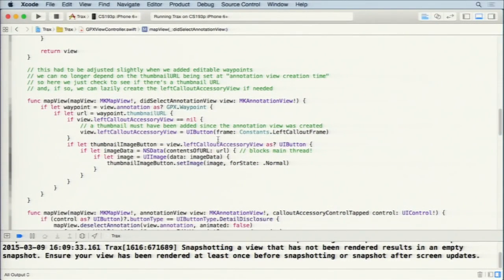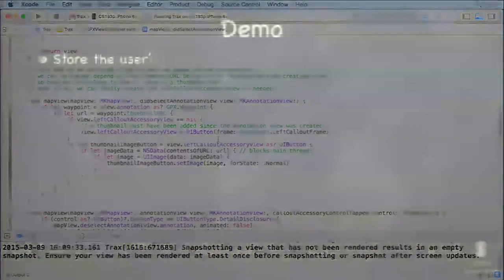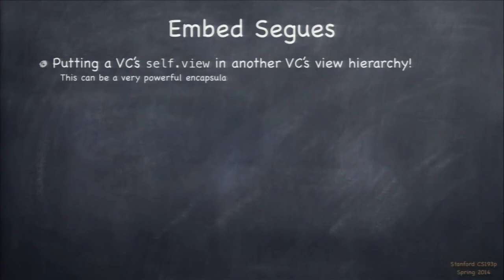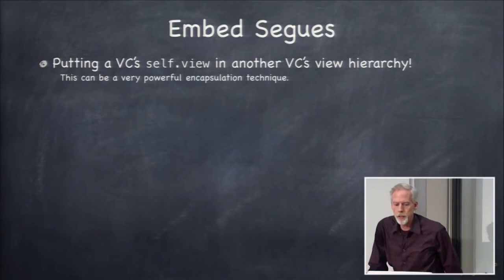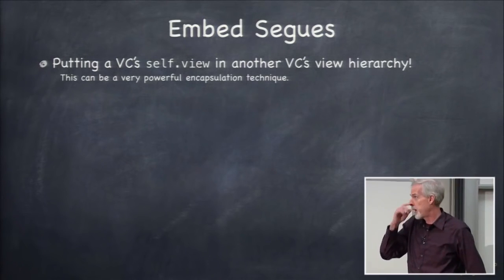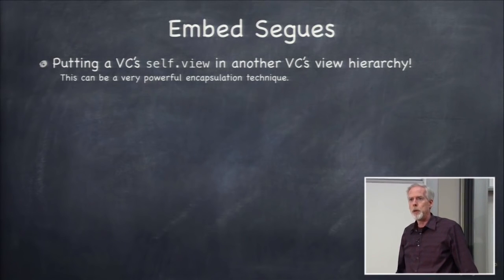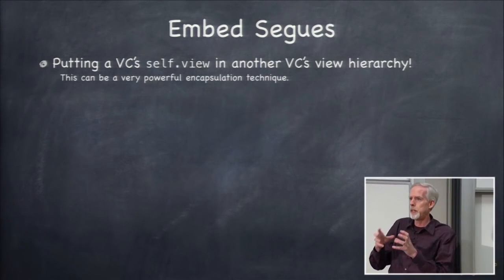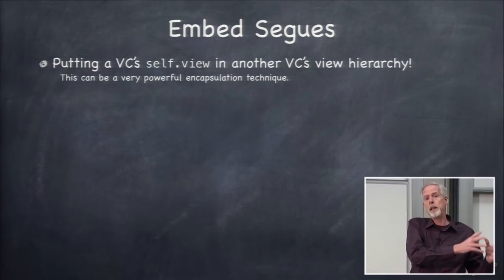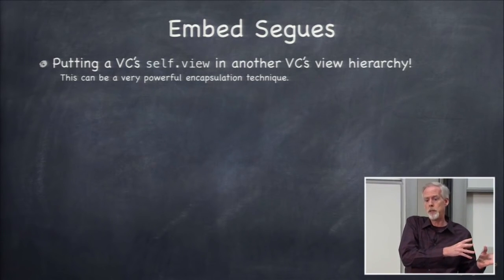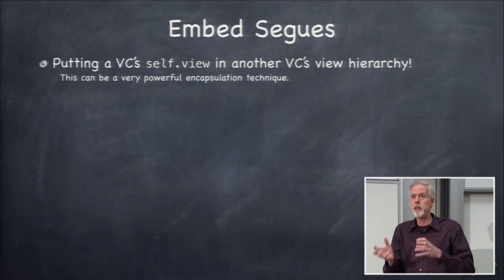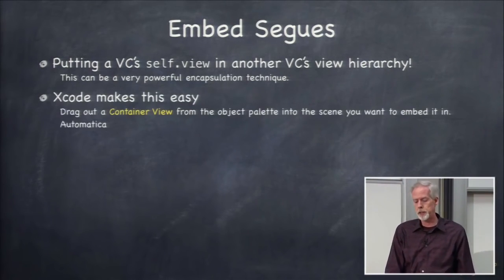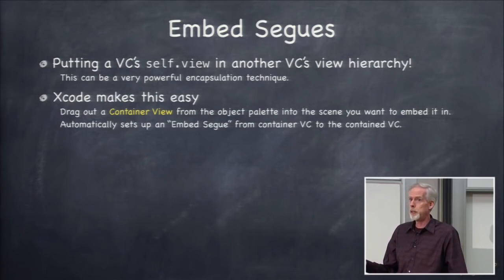Okay, back to our slides. Okay, so the last thing is embed segues. So embed segues is just taking the view, self.view, basically, of an MVC and putting it in another MVC's view. So it's basically embedding one MVC into another. It's a pretty powerful encapsulation technique. The way you do it is really easy.